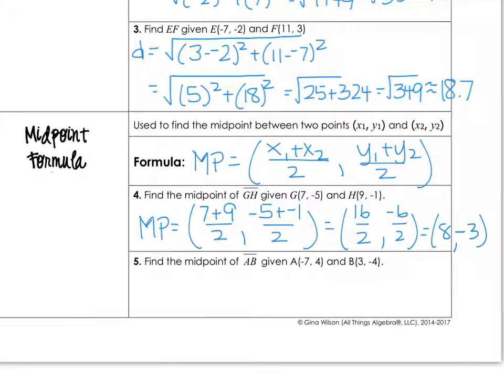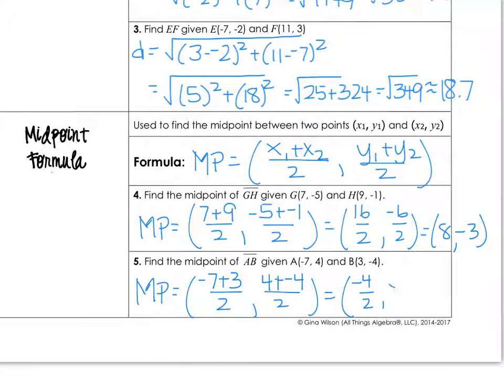And this last one. Midpoint equals the sum of the two x coordinates divided by 2, the sum of the two y coordinates divided by 2. We get negative 4, 0. Negative 4 divided by 2 is negative 2. 0 divided by anything is 0. And that ends part 1.